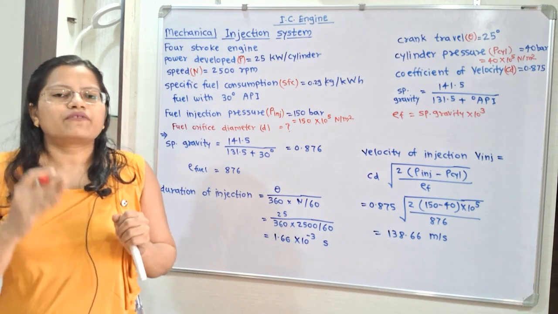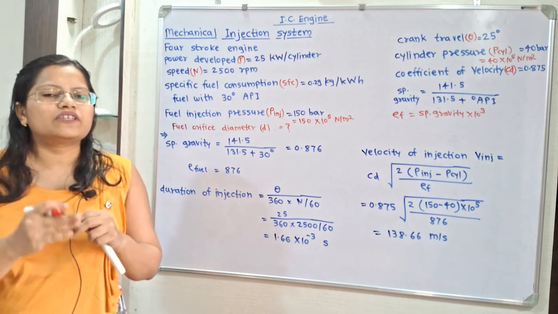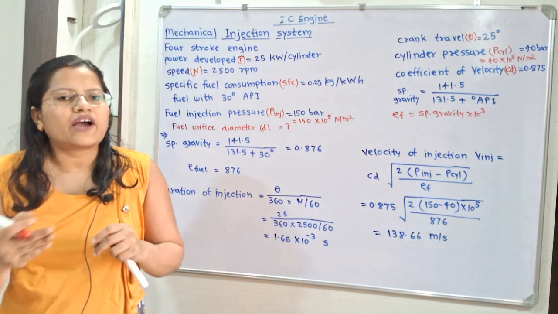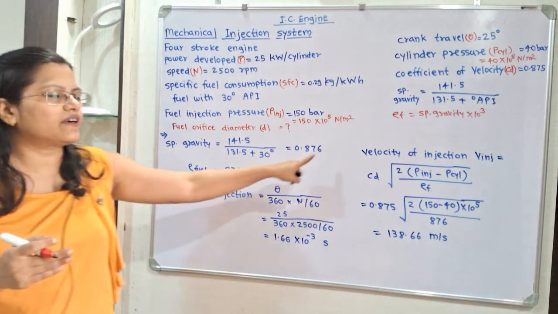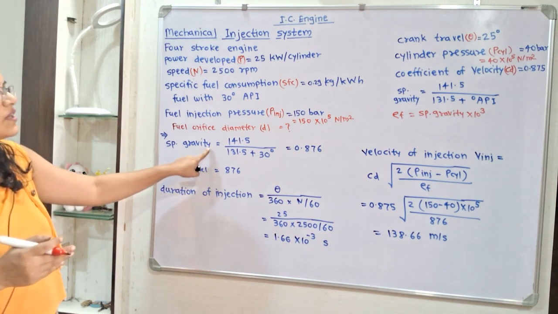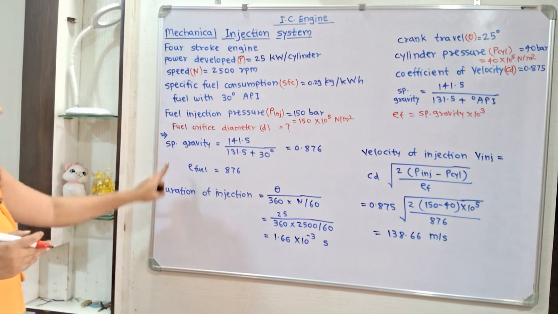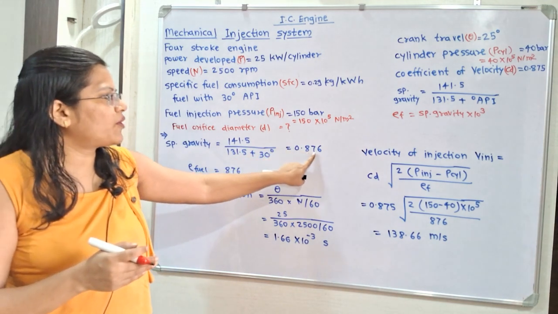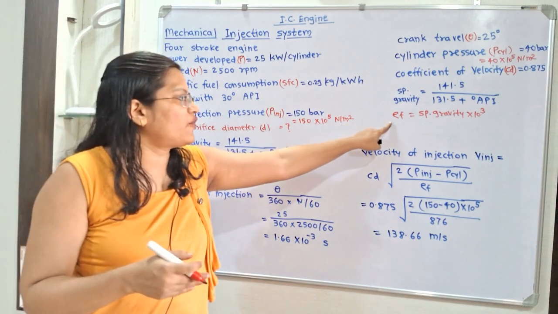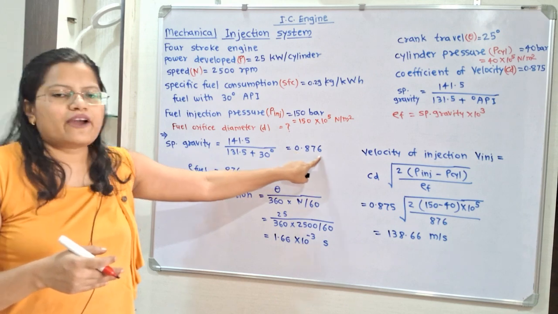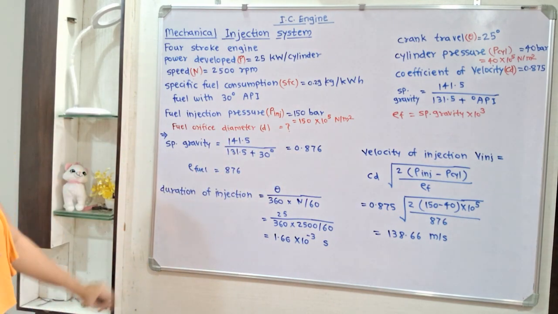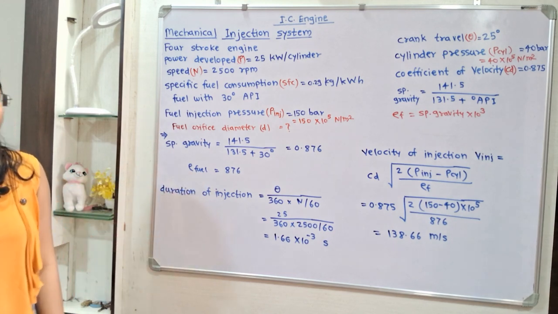For that we first have to calculate the orifice area. To calculate the orifice area, we will first calculate the different terms. From the given data, we first calculate the specific gravity of the fuel. It is equal to 0.876, and from that we can calculate the density of fuel by multiplying by 10 raised to 3, that is 876. So this is the density of the fuel.